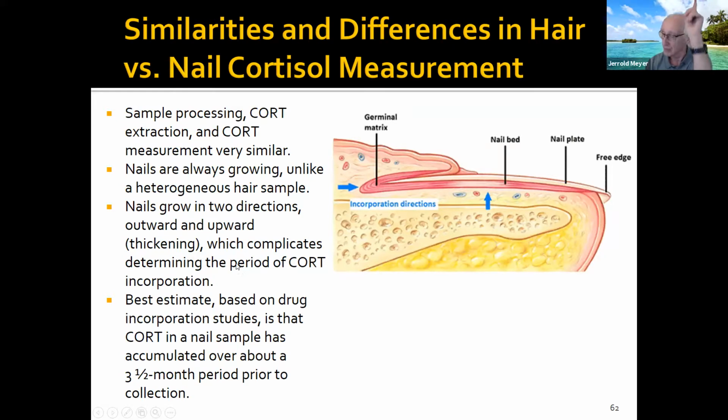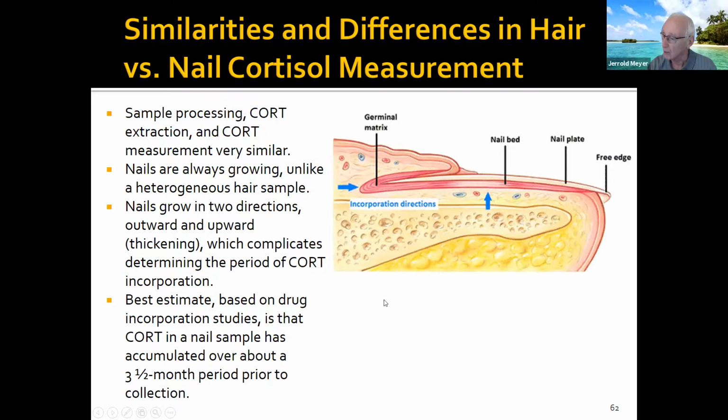So hair grows pretty much linearly. It grows out of your skin one direction. Problem with nails is they grow in 2 directions, outward this way, but also they thicken. And that complicates the determination of when the cortisol that you're measuring, when you clip nails over here, when was it deposited? We think that cortisol is getting in at the very least from the germinal matrix cells here, as well as some incorporation perhaps from the nail bed. Some evidence for this, but it's not conclusive.